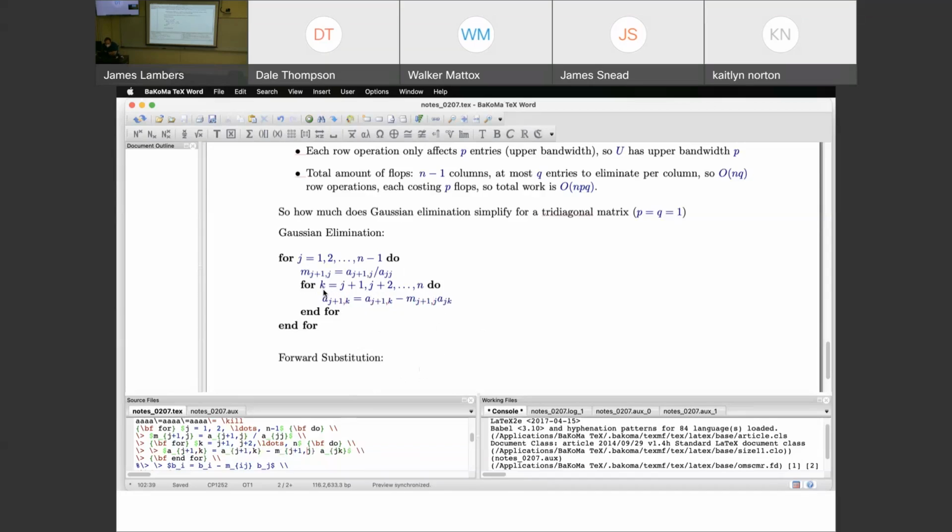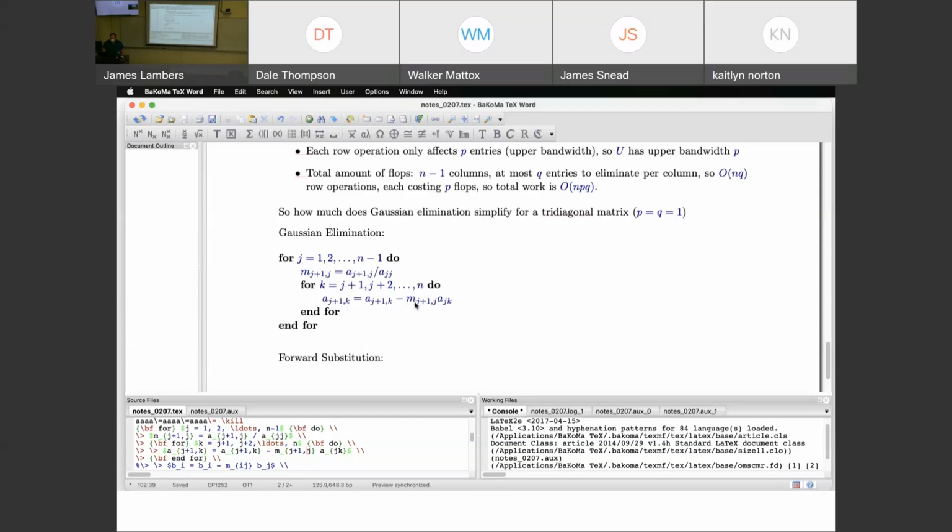Now take a look at k. k starts at j plus 1, j plus 2, all the way up to n. But look at how k is used as an index, specifically a column index. When k is equal to j plus 1, that means we'll have a diagonal entry here and here. And then we have a j plus 1, that is an entry on the first super diagonal, right above the diagonal, so that's fine.